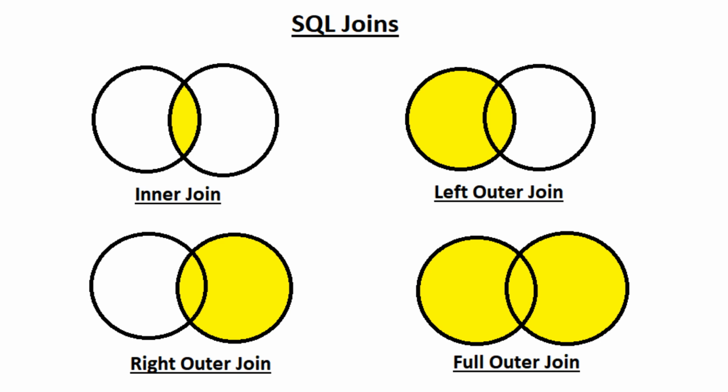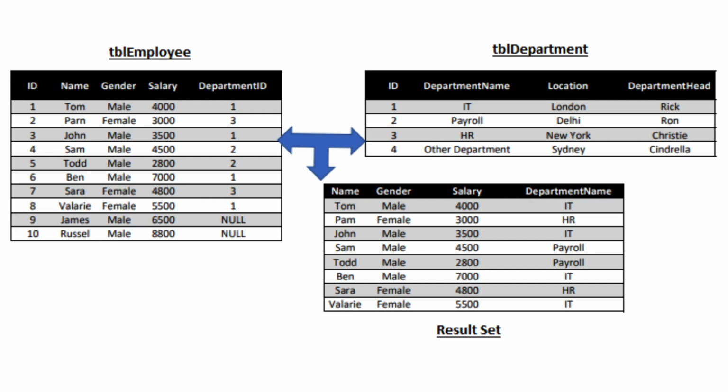Joins can be a powerful tool for retrieving data from multiple tables, but they can also be complex to work with. It is important to have a good understanding of how joins work and how to use them effectively to avoid performance issues and data inaccuracies.